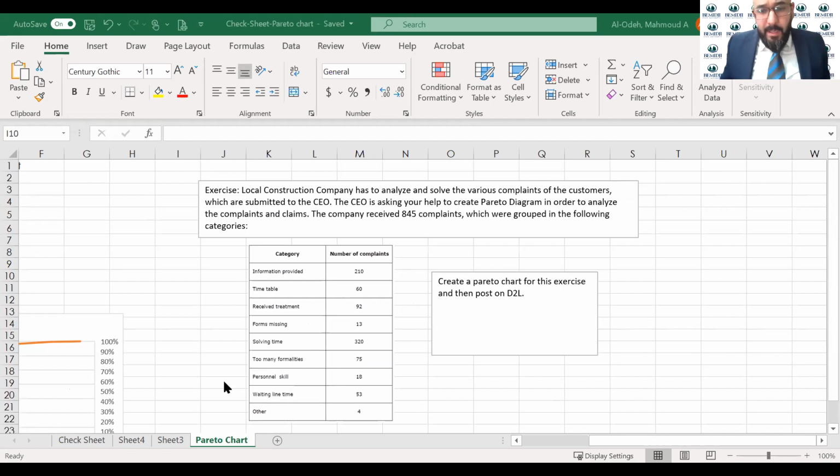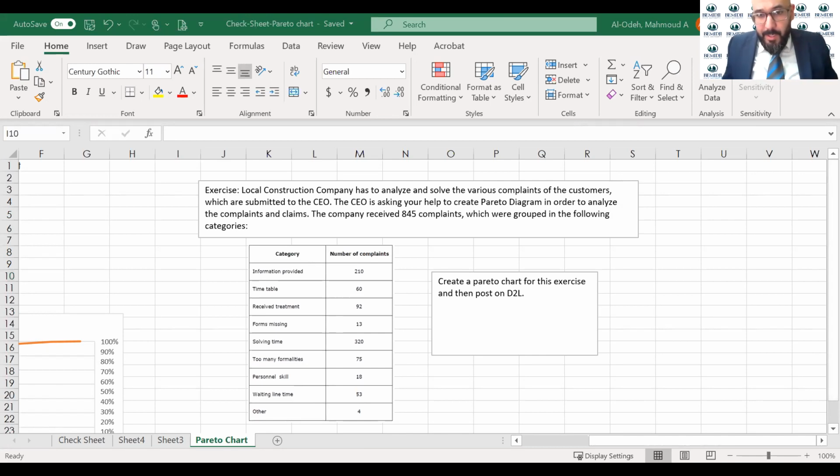Again, what I did here, I created these categories, so I organized them. The first step in the Pareto diagram, again, the Pareto diagram is known as the 80-20 chart or the 80-20 concept. The 80-20 concept means that 80% of the problems can be solved by the 20% of the causes.